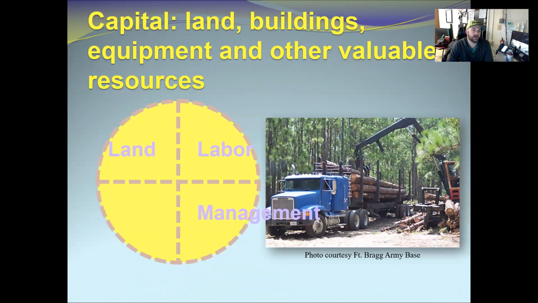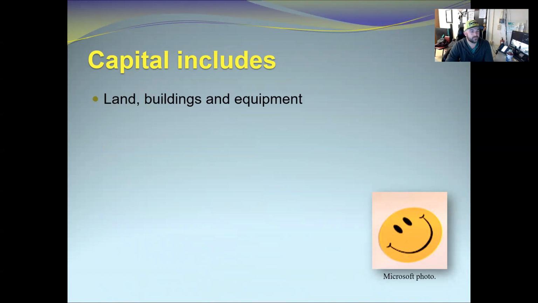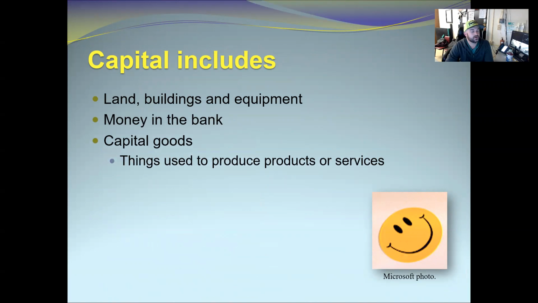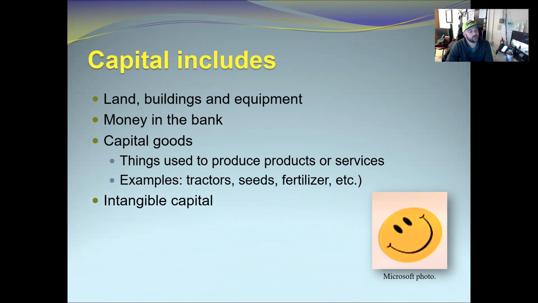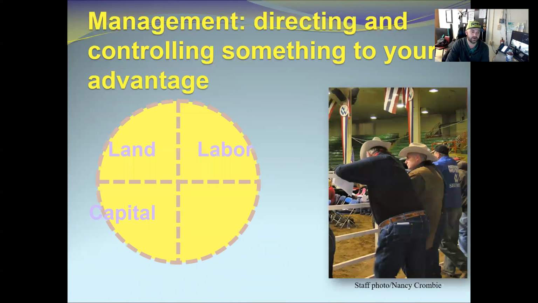Capital: land, buildings, equipment, and other valuable resources. Capital includes land, buildings, and equipment, money in the bank, and capital goods, things used to produce products or services. Some examples of this would be tractors, seeds, fertilizer, etc. There is also intangible capital, which would be goodwill and reputation with customers, and a reputation for paying on time.